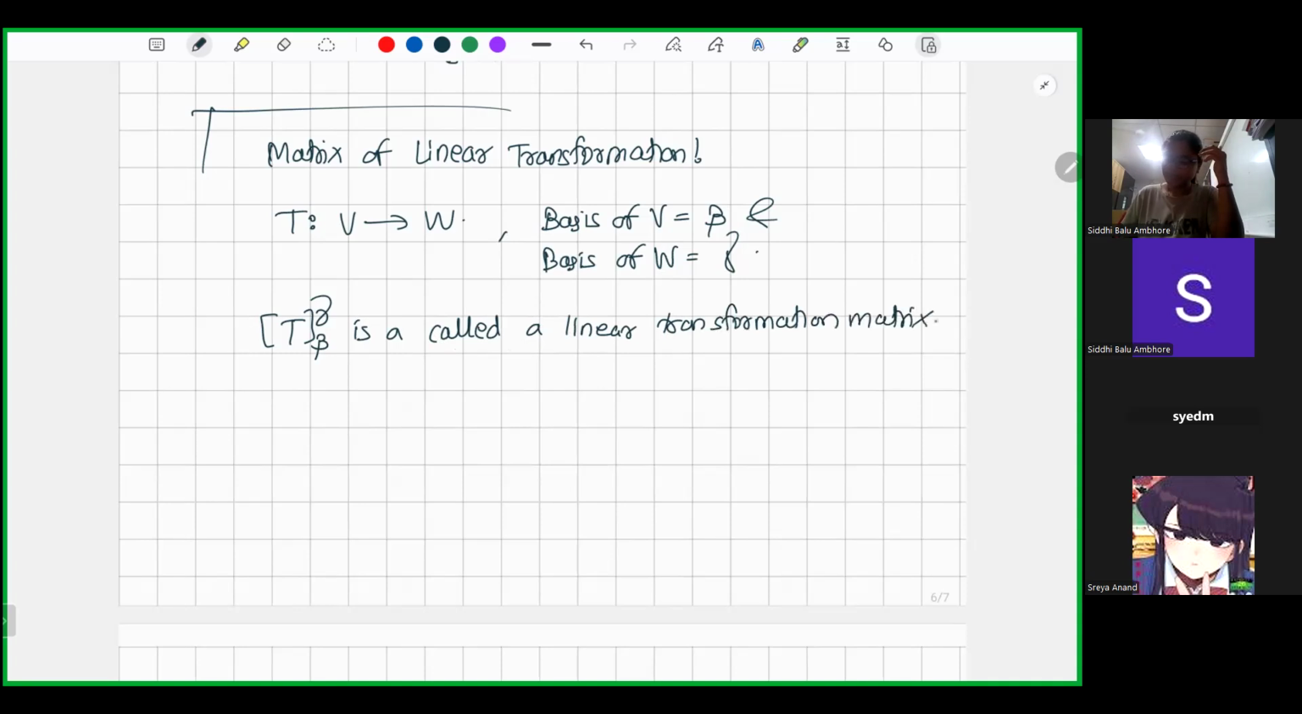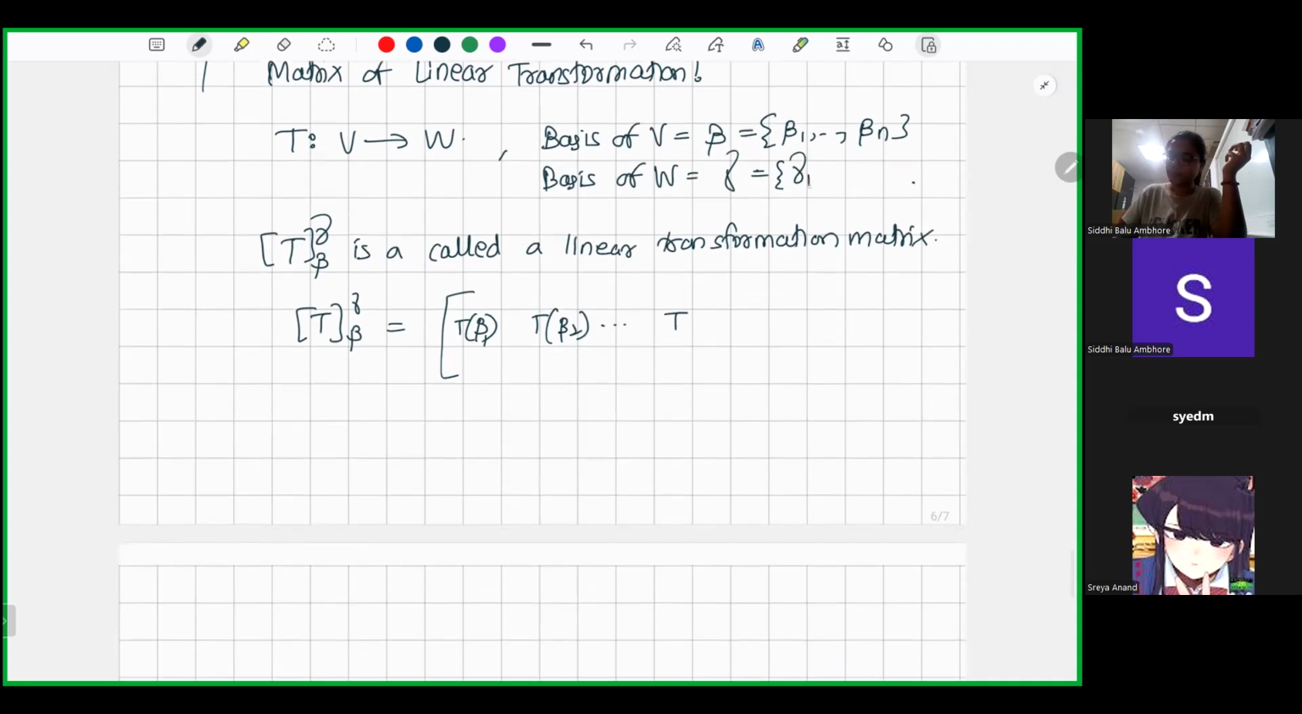What it has is all these kind of entries, beta, gamma. So it contains all these T of beta, T of beta 1, T of beta 2. Suppose, assume it has the elements beta 1 to beta n, and this has elements gamma 1 to gamma m. So this will have all these beta 1 to beta n entries.